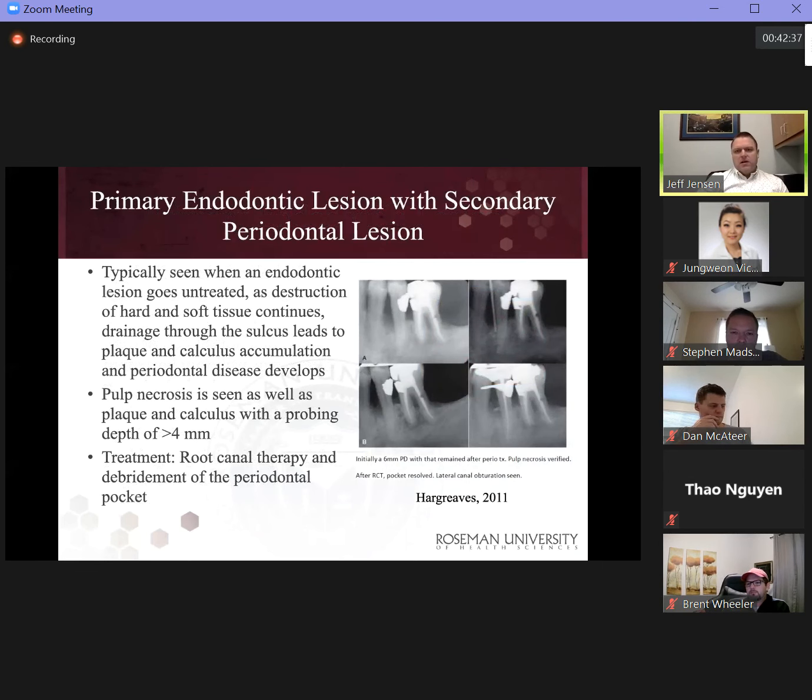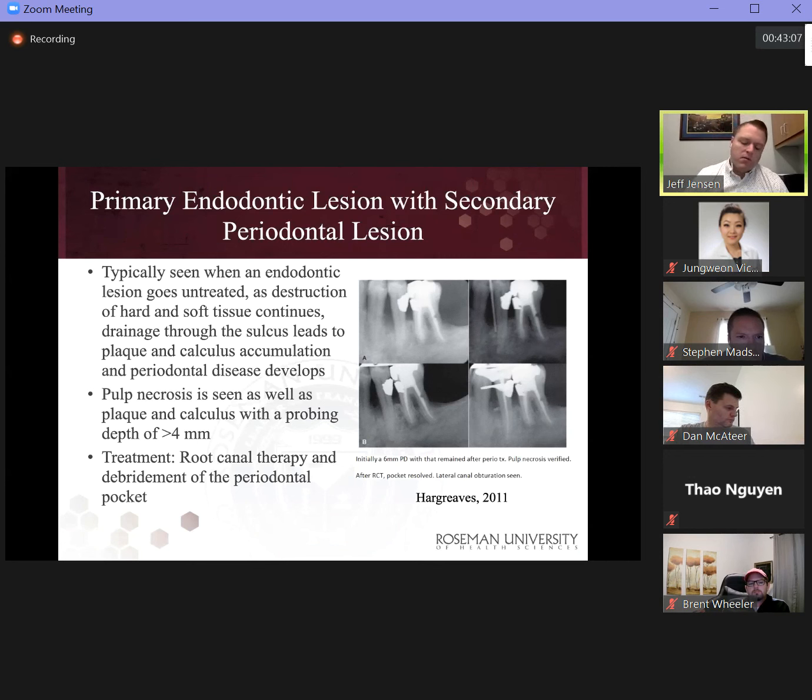So a primary perio or endo lesion with secondary perio. Typically this is seen with an endo lesion that's gone untreated for a long period of time. Without that treatment, that tissue destruction continues on, and you see more and more tissue loss. Eventually this leads to drainage through the sulcus, and then you start to see plaque and calculus accumulation, and periodontal disease develops.